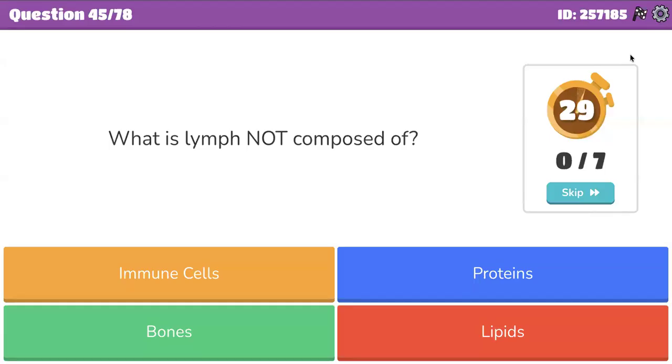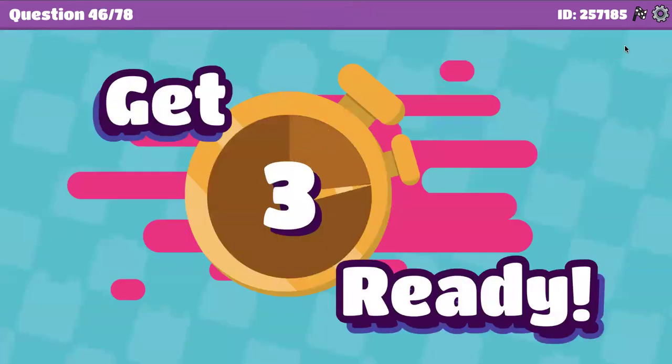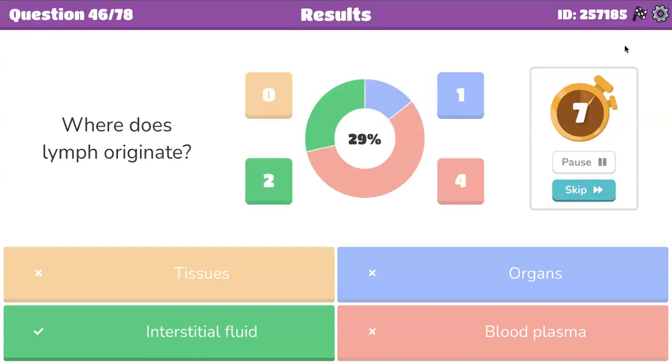What is lymph not composed of? Is it immune cells, bones, lipids, or proteins? Yeah, bones. That would be kind of scary if lymph had bone fragments in it. Where does lymph originate from? Yep, the interstitial fluid.